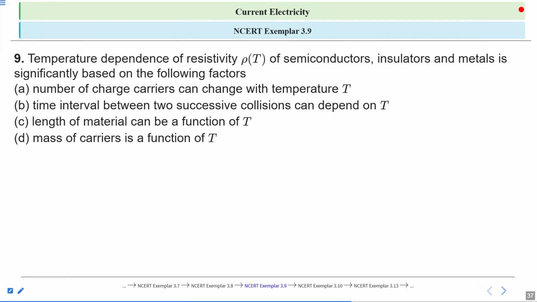Next question. Temperature dependence of resistivity rho T of semiconductors, insulators, and metals is significantly based on the following factors. A: number of charge carriers can change with temperature T. B: time interval between two successive collisions can depend on T. C: length of material can be a function of T. D: mass of carriers is a function of T. T is the temperature. So you have some time to solve it.